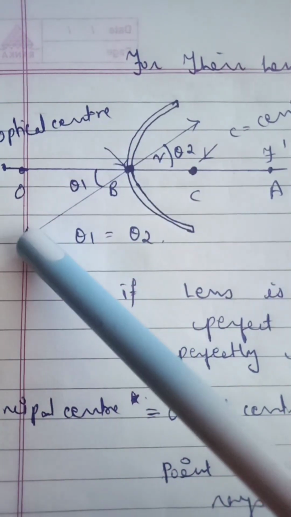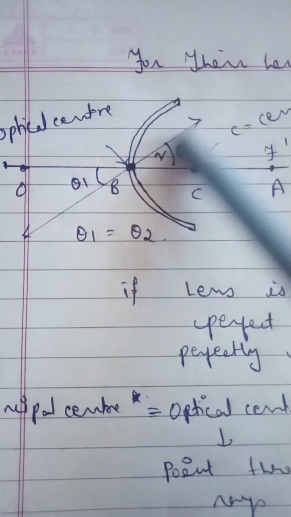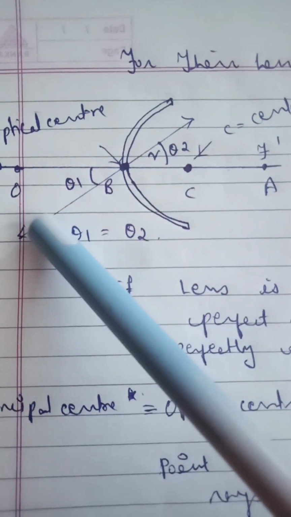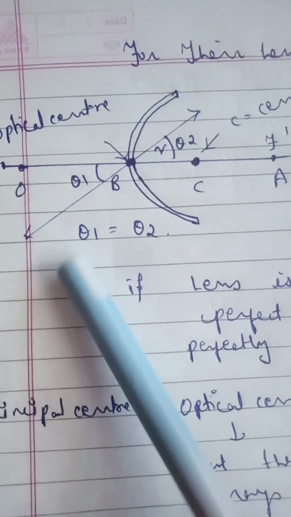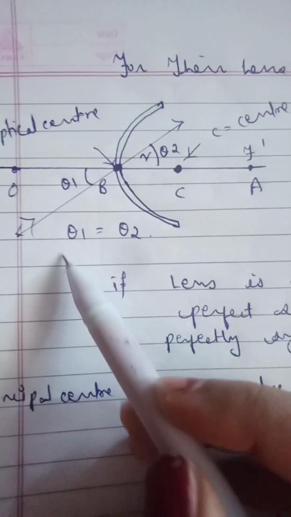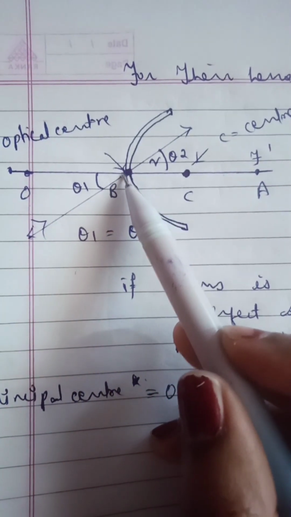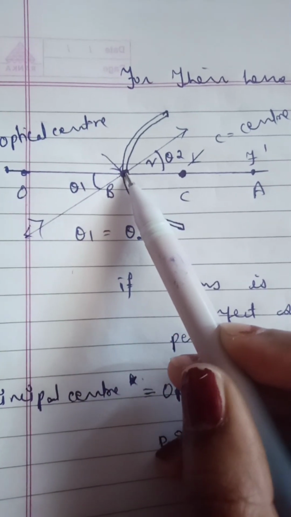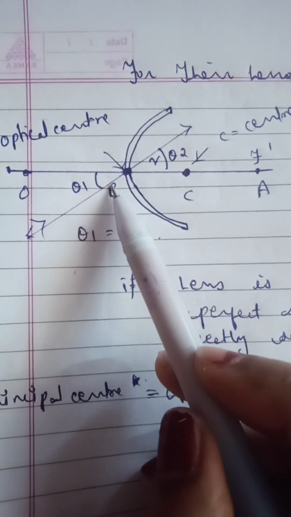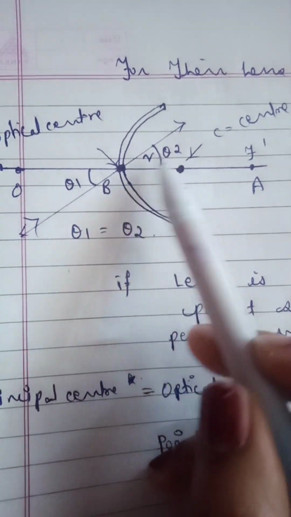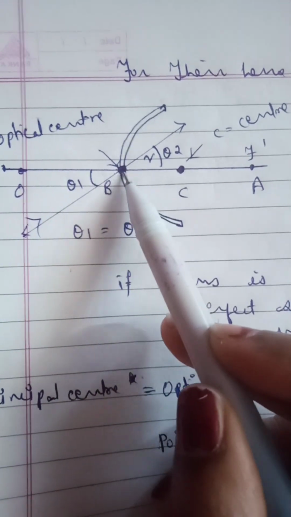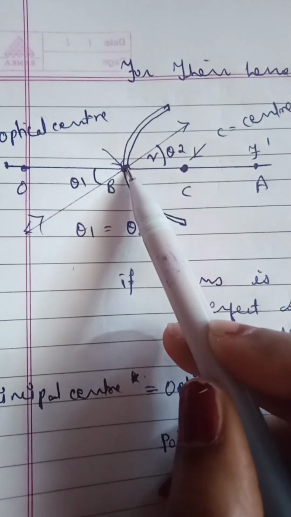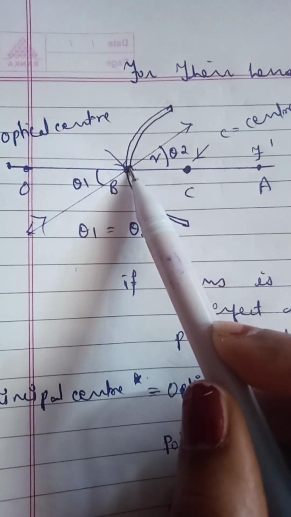Now optical center, the rays passing through the optical center, they remain undeviated with respect to the optical axis. See, this theta 1 that this incident ray makes at the optical center, and this theta 2, these are same. Theta 1 equals theta 2 because there is no angular deviation, there is no linear displacement, and that point is called as optical center. It coincides with the geometrical center and principal center.